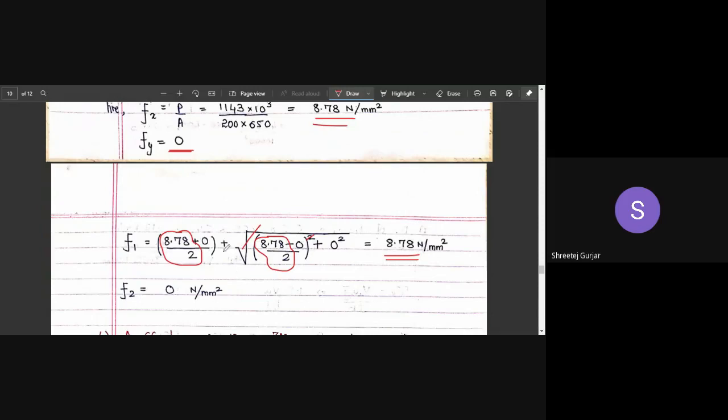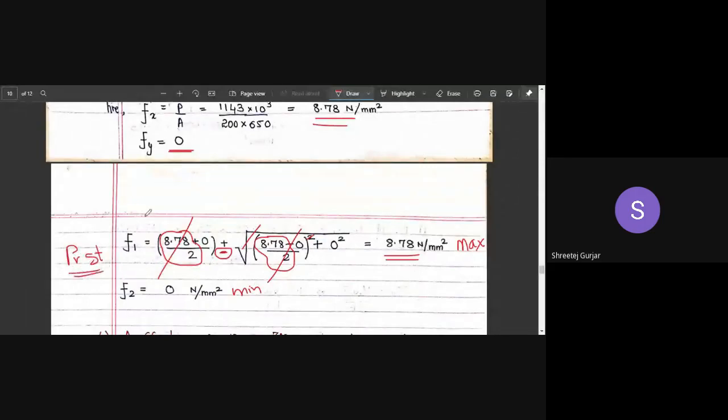Why? Because here we will consider minus instead of plus. Okay, the only change is that it becomes minus, so this and this will cancel, and you will be left with 0. You can directly substitute in the calculator also, and you can find that it is 8.78. This is the maximum value of stress that is occurring, and this is the minimum, that is 0. So we have determined the principal stresses, maximum and minimum principal stresses F1 and F2.